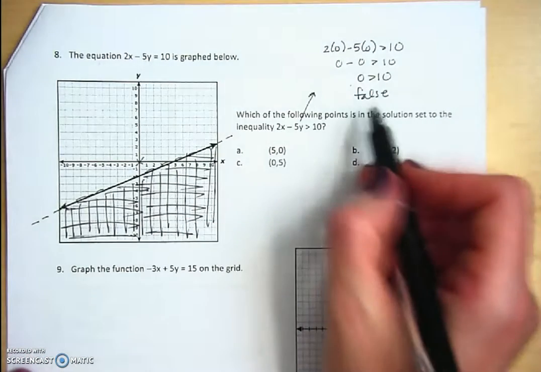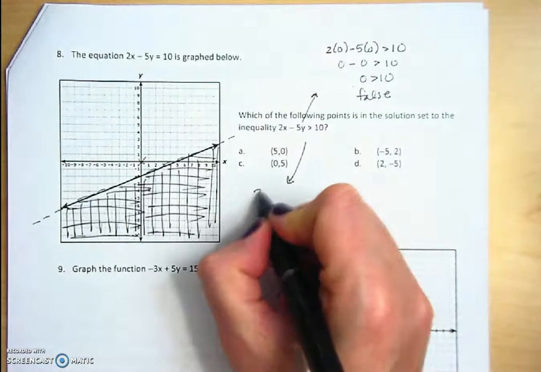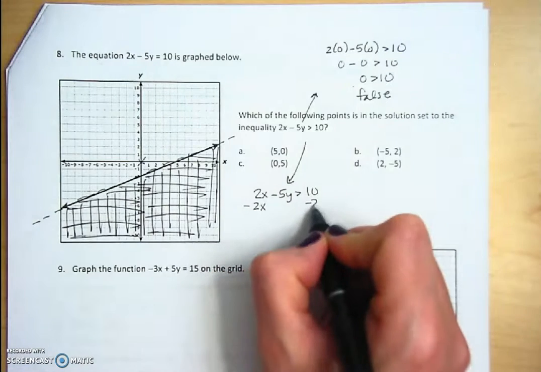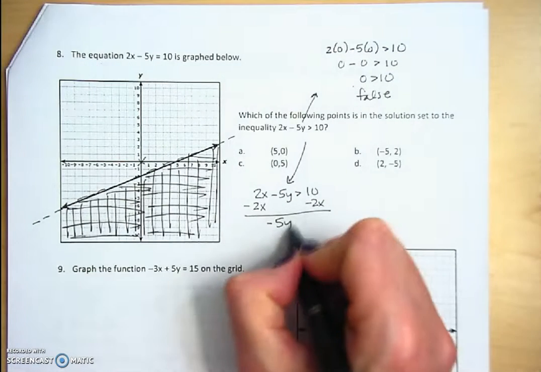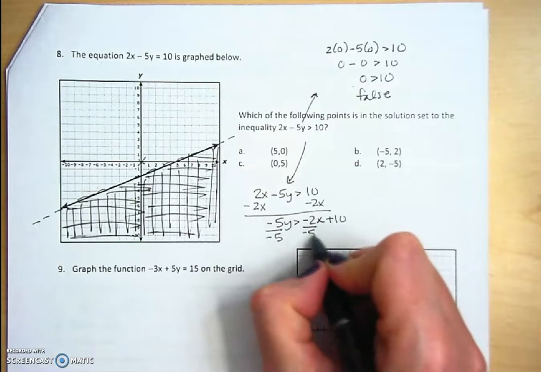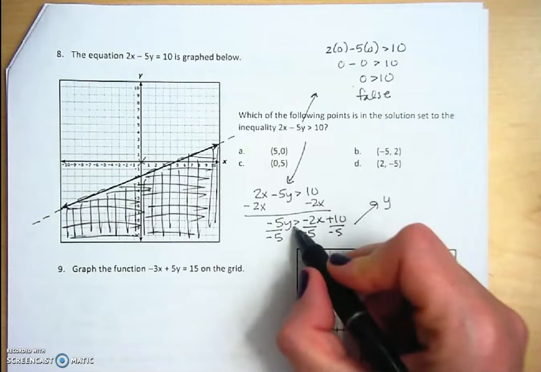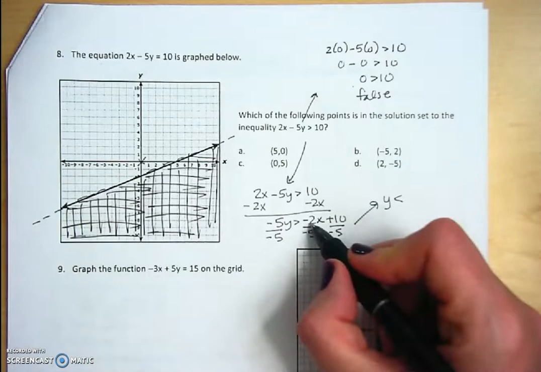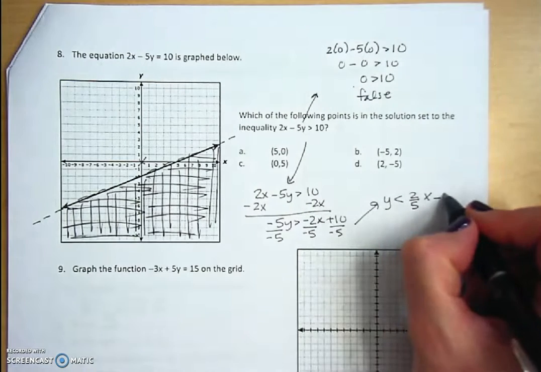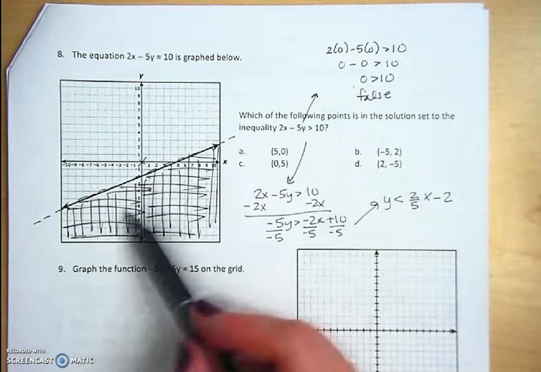Okay, but just for those of you who don't like this method, let's real quickly do it by solving for y. Subtract 2x, divide by negative 5. This gives me positive y less than, because I need to flip the sign. Negative divided by negative is positive. And then 10 divided by negative 5 is negative 2. So now we're going to shade all the y's less than our line, which is still below here.